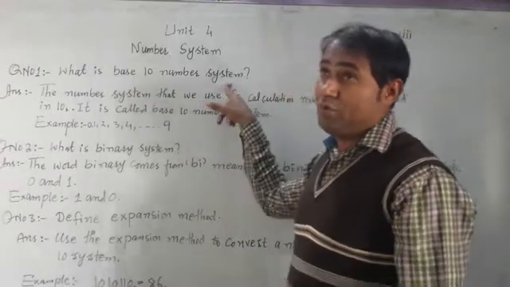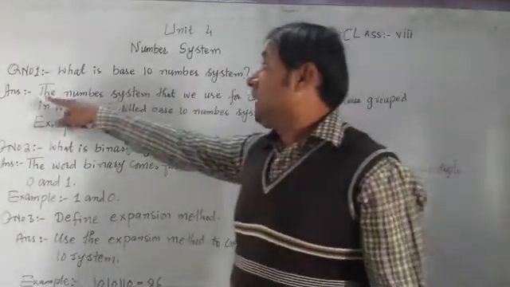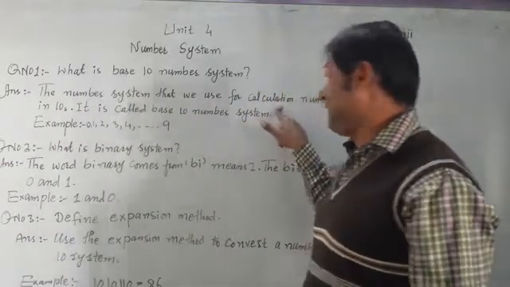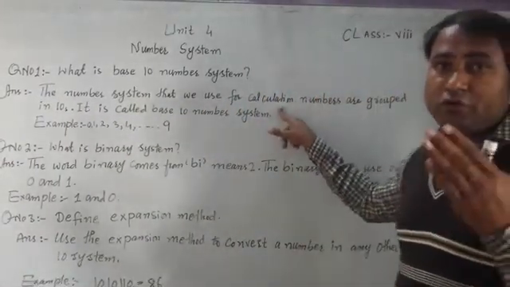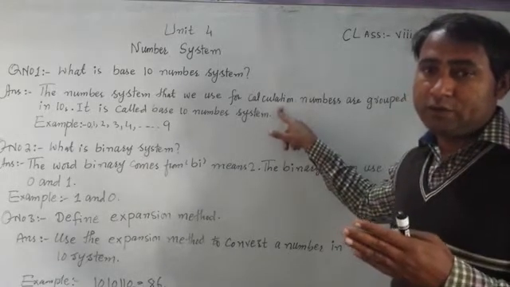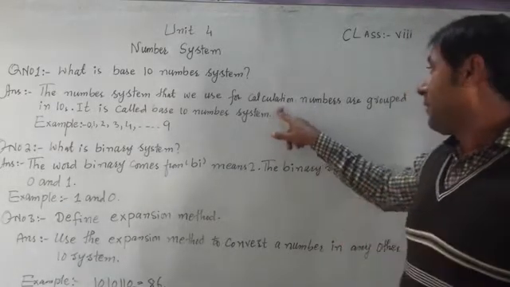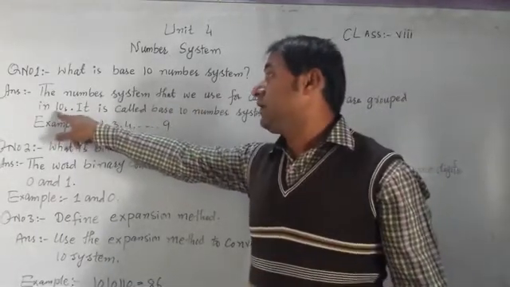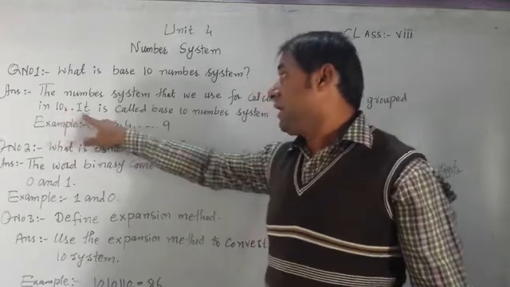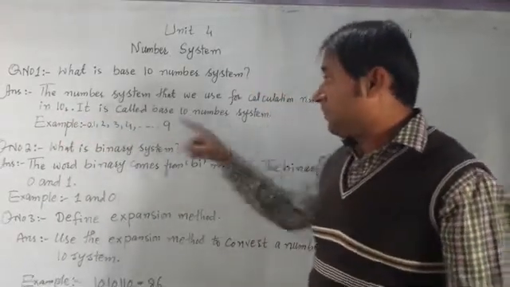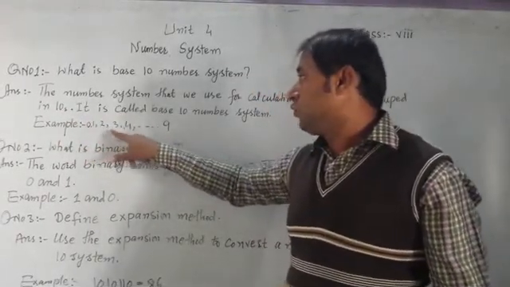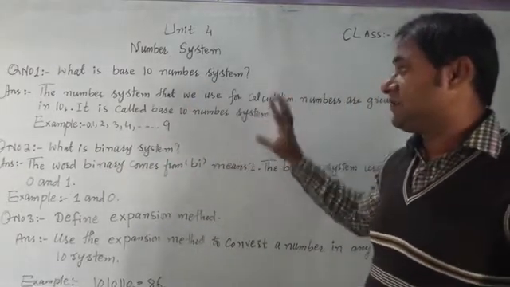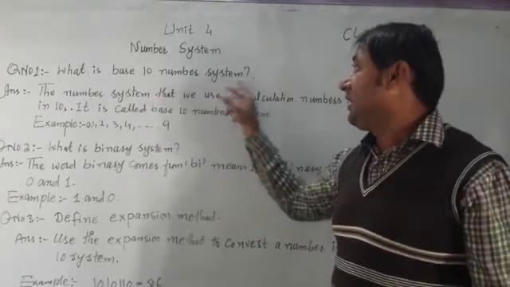It is the most important question. So the answer is, the number system that we use for calculation. In calculation, as we know, which numbers are we using? 0, 1 to 9. Numbers are grouped in tens. Here 10 is written, and down of 10 it is S, meaning tens. It is called the base 10 number system. So the example is 0, 1, 2 up to 9. These are included in the base 10 number system.